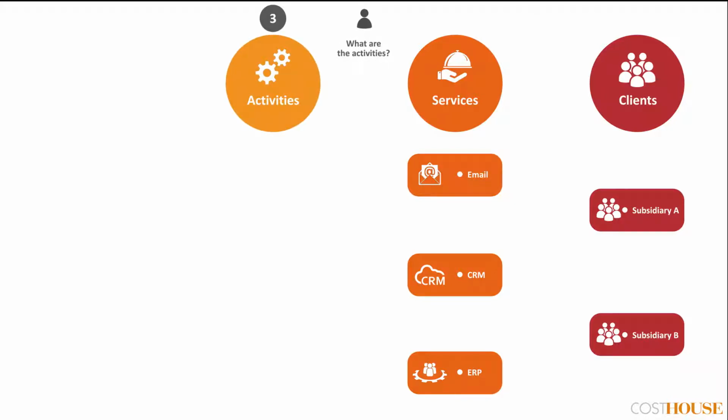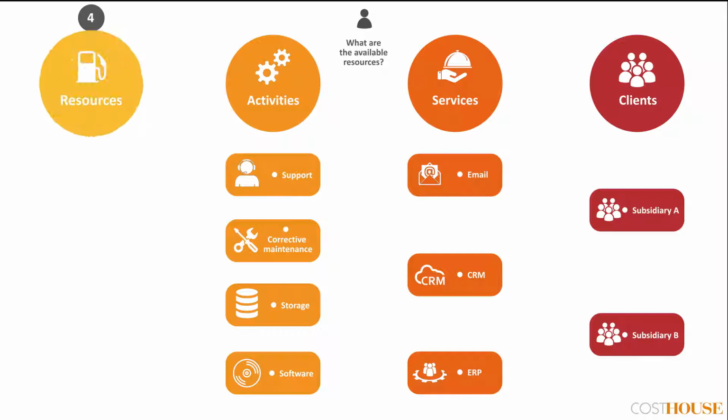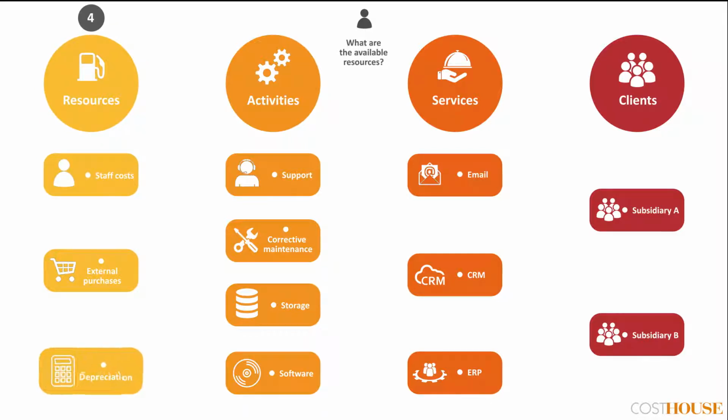This IT department then defines its set of activities: support, corrective maintenance, storage, and software. Once again, our example is very simple since an IT department can manage up to 50 activities. In step 4, an analysis of all IT expenditures allows us to structure the costs into three categories: staff costs, purchases, and depreciation. These expenses are respectively $400, $300, and $300,000 for a total of $1 million.